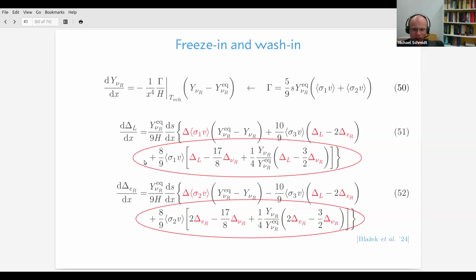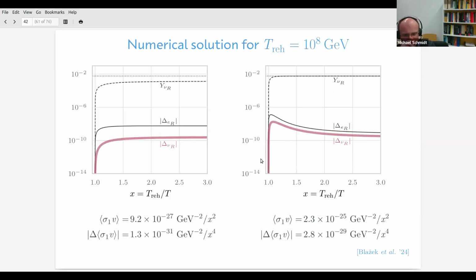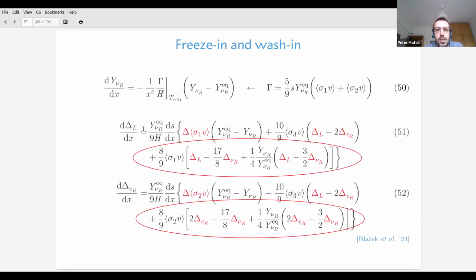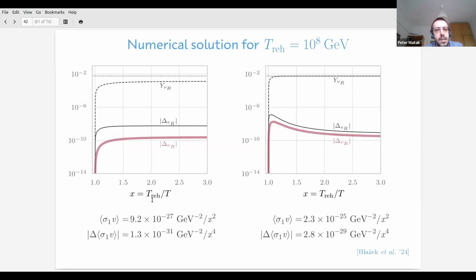Okay, so then it's mainly coming from those washout terms in the end. Yes, because if you write down the Boltzmann equation for the delta nu R asymmetry, you will find out that it contains only wash-in terms, depending on the asymmetries of L and ER. But you have the source terms for the delta ER and for delta L. Okay, good. Then it makes sense. I got briefly confused there.